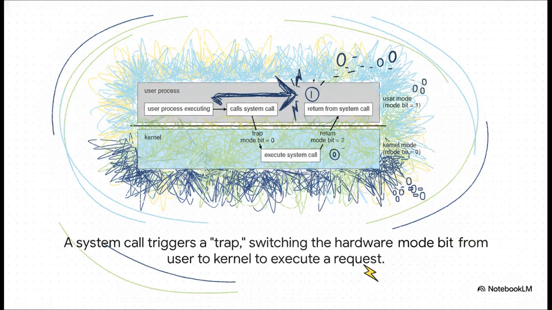So here's how it works. A user program makes a system call, and this triggers something called a trap. The hardware itself flips a special mode bit from 1 for user mode to 0 for kernel mode. The OS then does its thing, executes the request in the safety of kernel mode, and when it's done, it flips that bit right back to 1 and hands control back to the application. It's a really elegant hardware-enforced protection mechanism.